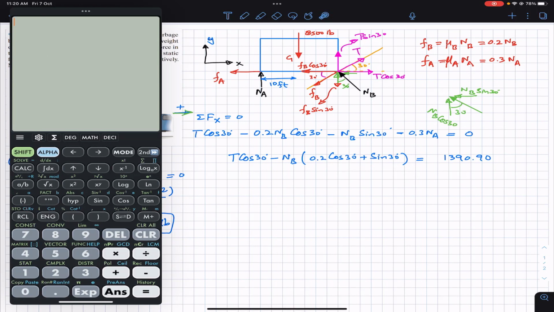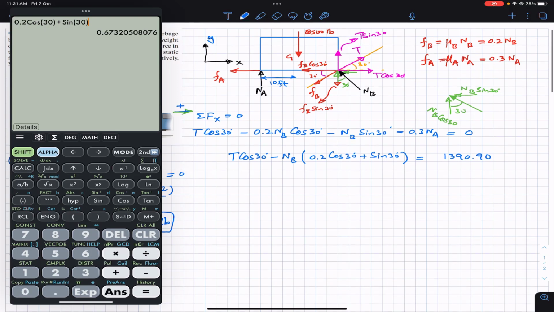And now let's find this: 0.2 cos of 30 plus sine of 30. This gives us 0.673. So we can write that T cos of 30 minus 0.673 NB is equal to 1390.90. Let's say this is our equation 1.